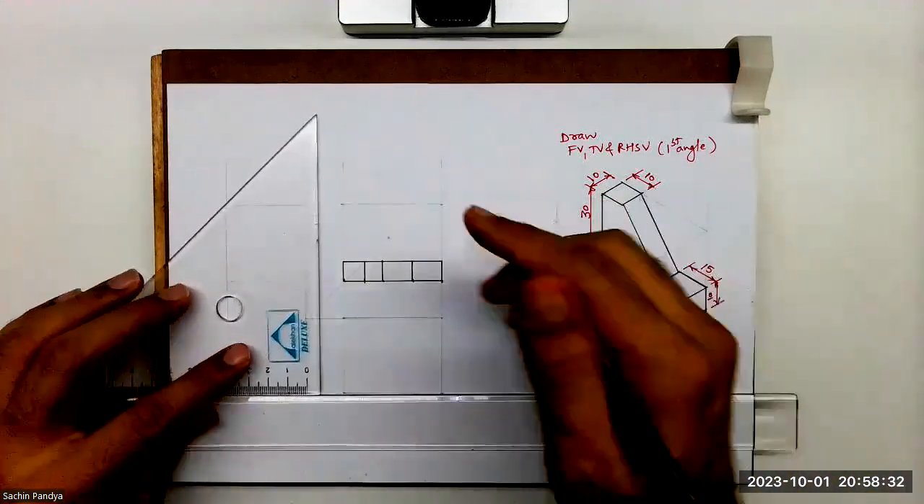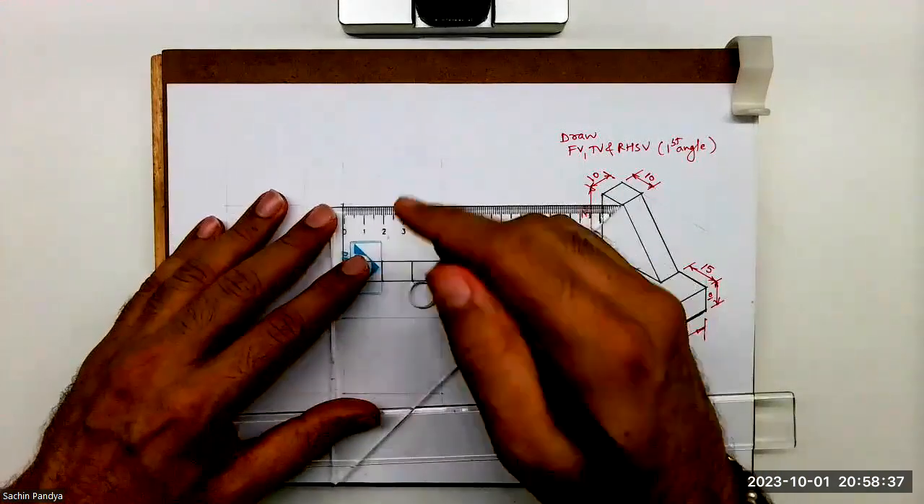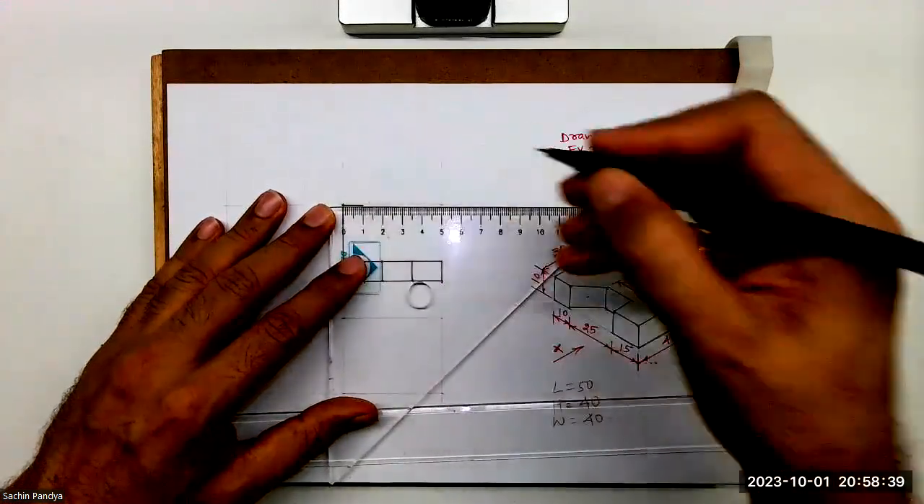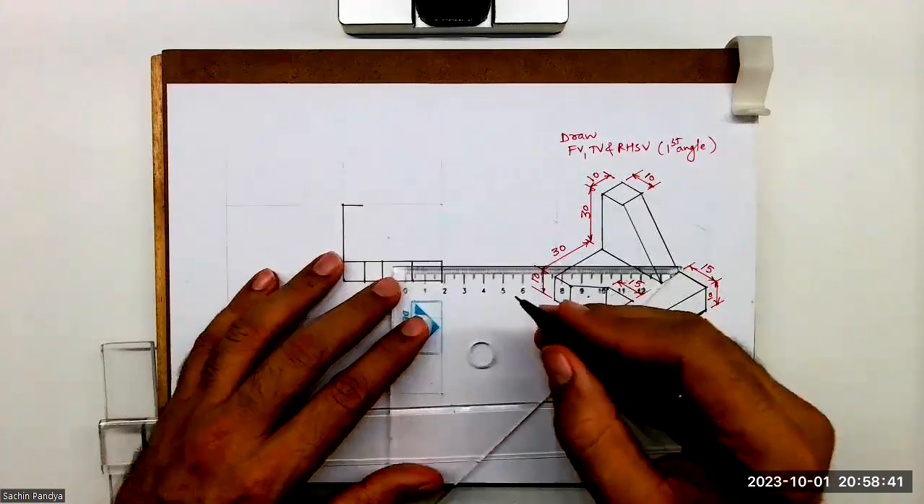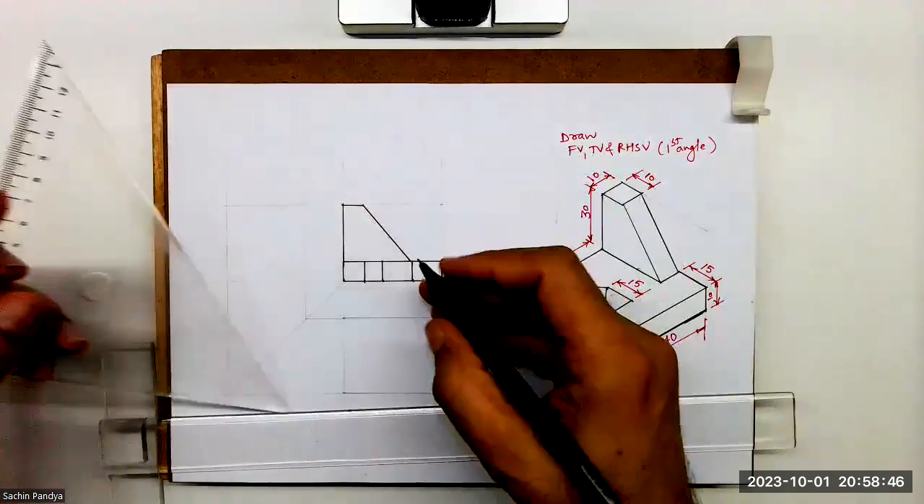Now you'll see this part. So I'll go up. How much is this? 10. So I'll mark 10. How much is this? 15. Okay, so it will come directly here. So we are done with the front view.